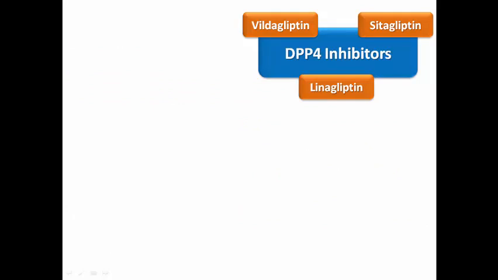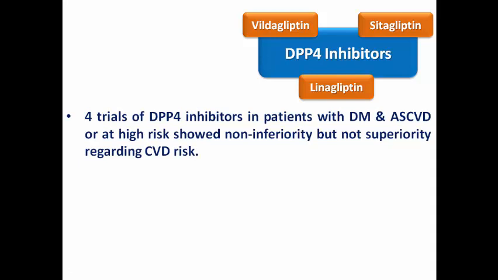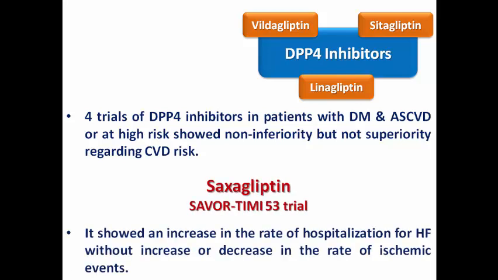We consider DPP-4 inhibitors to be neutral medications on the cardiovascular outcomes, as 4 trials in patients with diabetes and cardiovascular disease or at high risk for cardiovascular disease showed non-inferiority but not superiority regarding cardiovascular risk. But we have a famous medication of them called saxagliptin, which was investigated in the SAVOR-TIMI trial, showing an increased rate of hospitalization for heart failure without increase or decrease in the rate of ischemic events. That's why the most commonly used DPP-4 inhibitors are vilda-, sita-, and linagliptin, but saxagliptin is not used frequently nowadays.